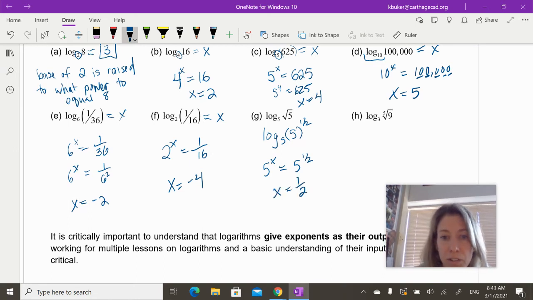Or maybe you didn't even have to do that. You know that radical 5 is 5 to the 1/2 power, so you could have just jumped to that.